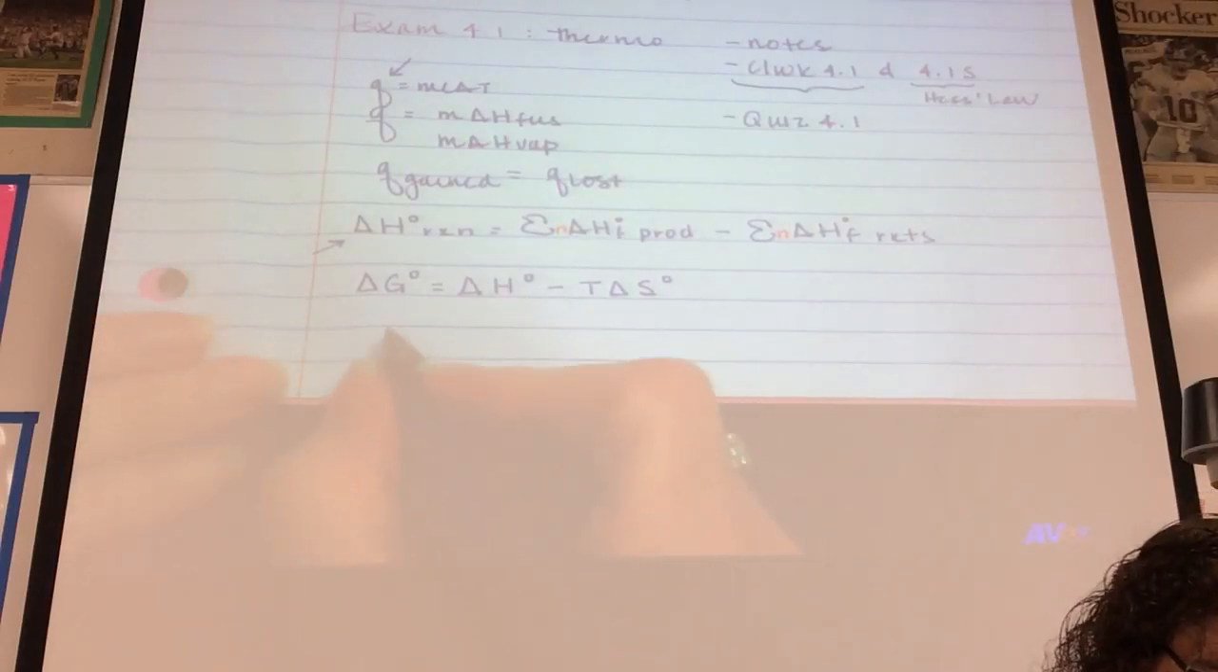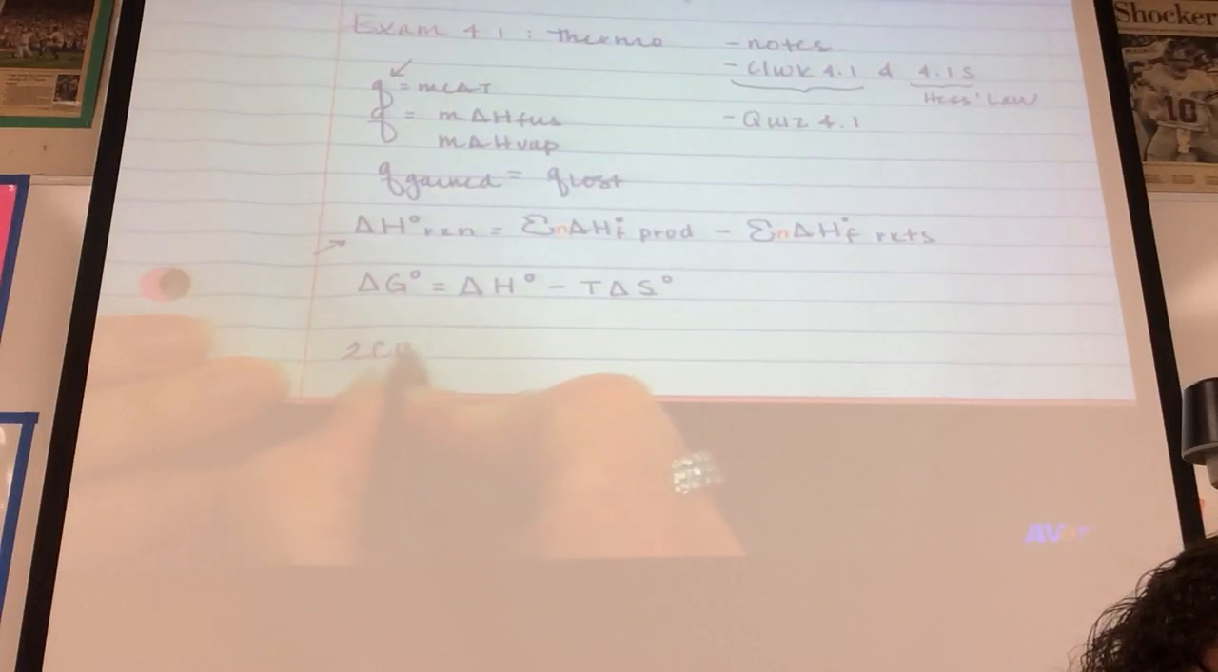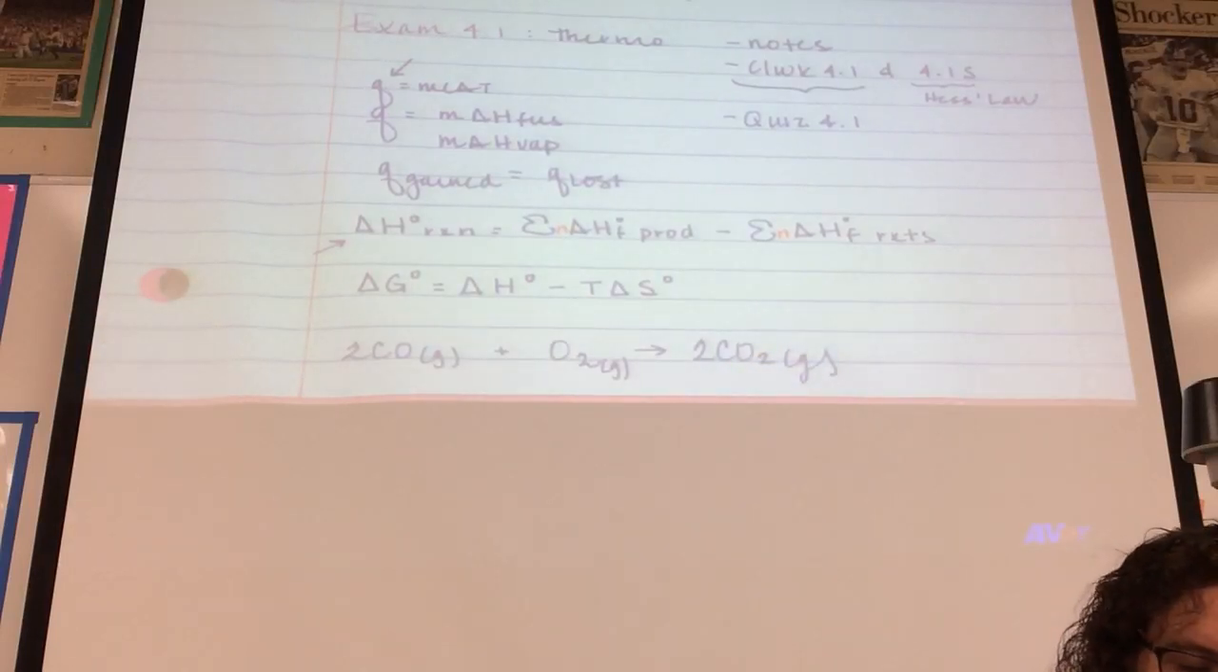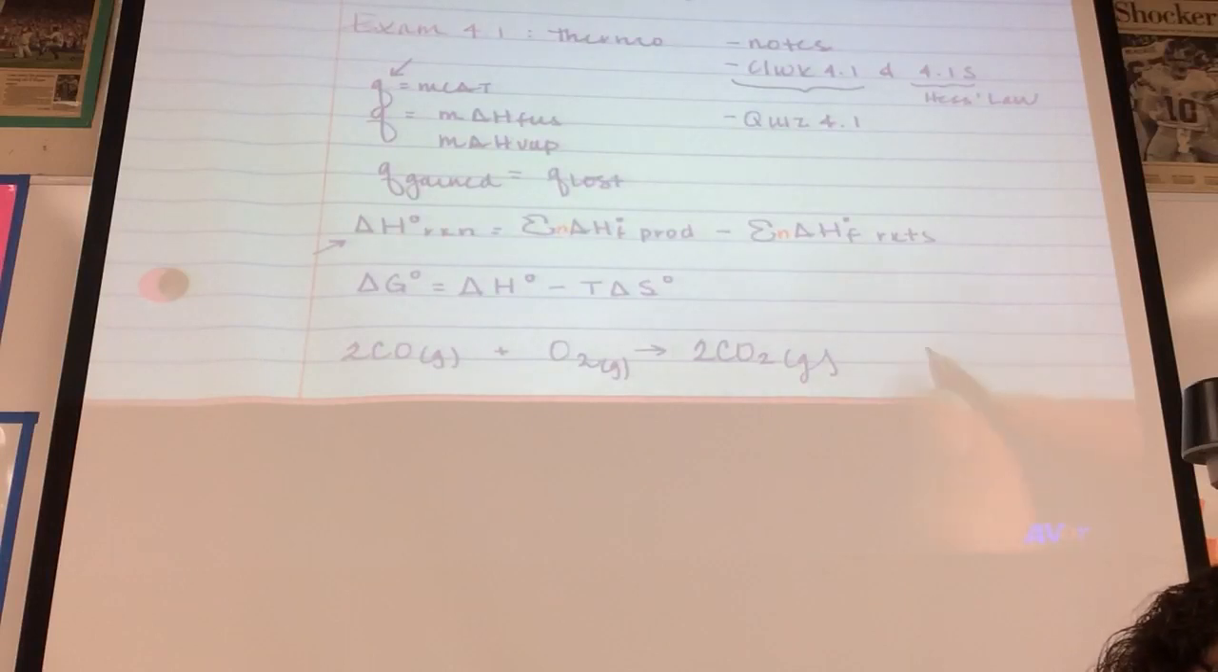If you were given an equation such as this, does this reaction illustrate order or disorder, and why? This would illustrate order. Delta S would be positive or negative.